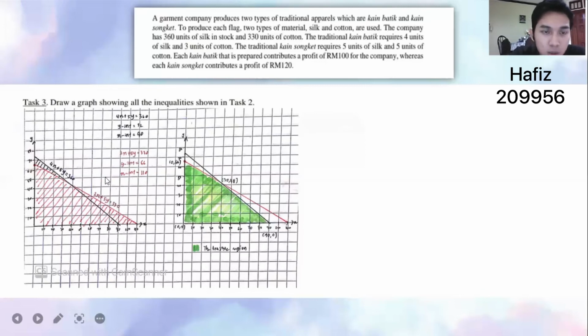Then we put the y intercept and the x intercept on the y axis and the x axis. We draw a straight line between the y intercept and the x intercept for these two equations. Notice there is a shaded region under the graph because from task 2, the symbol for the inequality equations is less than or equal. This graph will be used for task 4 and will be explained by Atira. So that's all from me. Thank you.